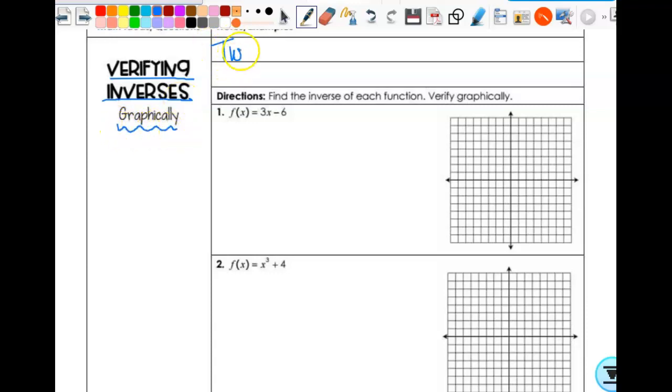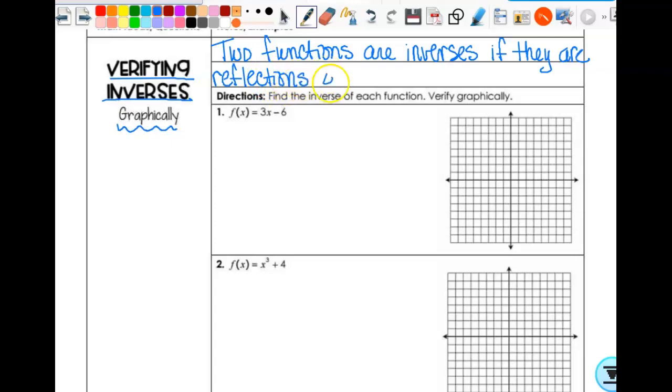Okay, so two functions are inverses if they are reflections of each other in the line y equals x. Okay. So they are inverses if they are reflections of each other in the line y equals x.